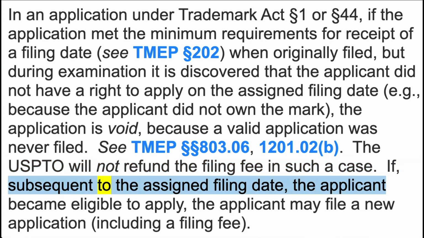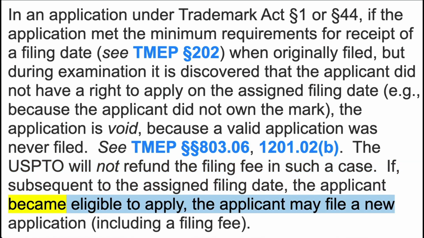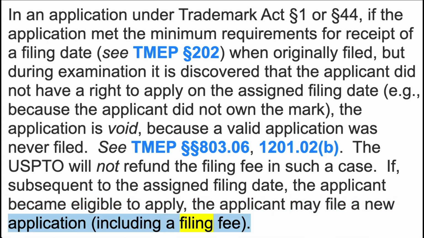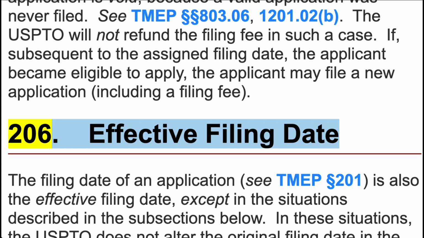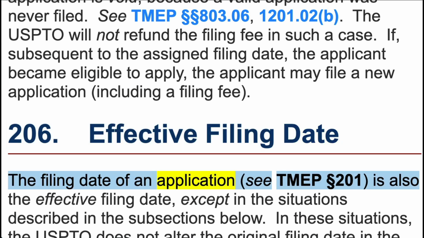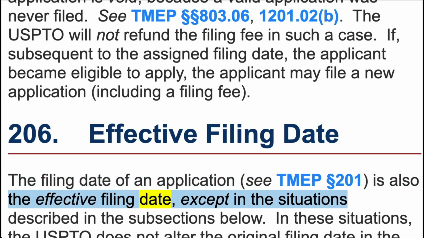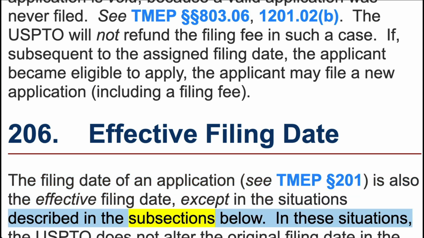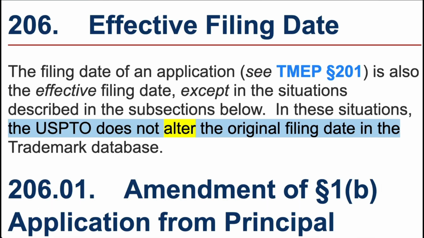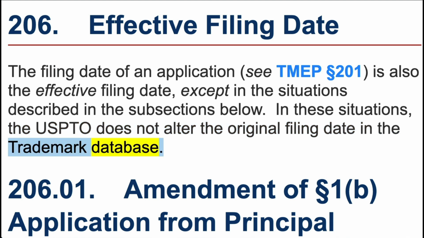If, subsequent to the assigned filing date, the applicant became eligible to apply, the applicant may file a new application, including a filing fee. 206. Effective filing date. The filing date of an application, see TMEP Section 201, is also the effective filing date, except in the situations described in the subsections below. In these situations, the USPTO does not alter the original filing date in the trademark database.